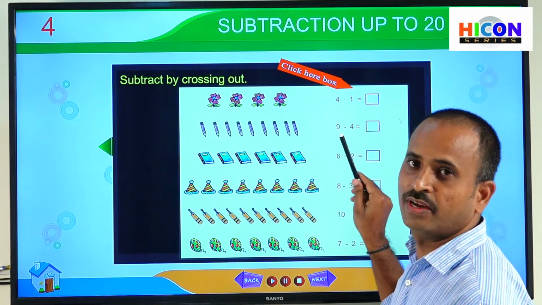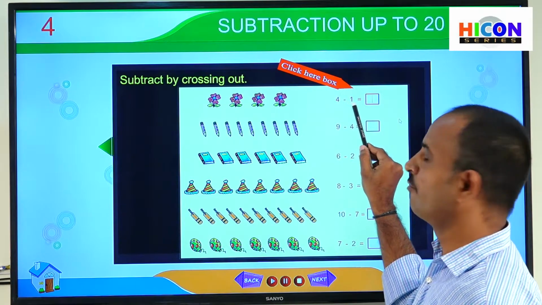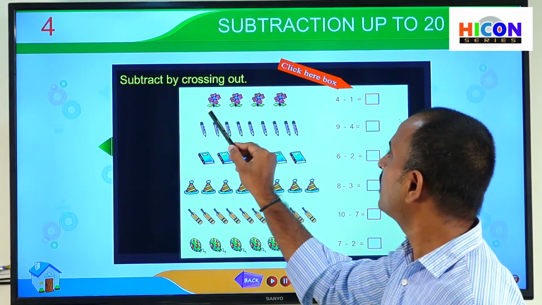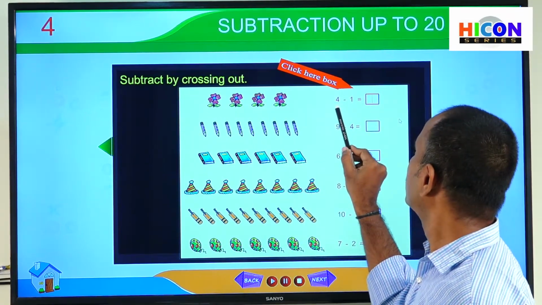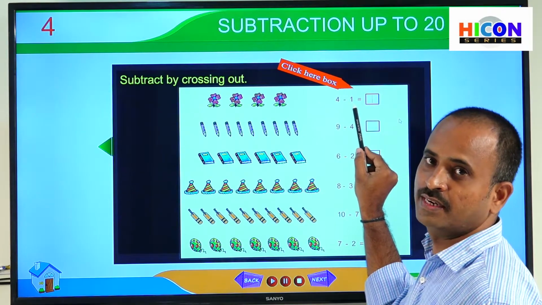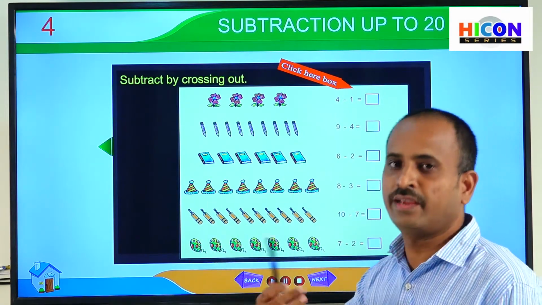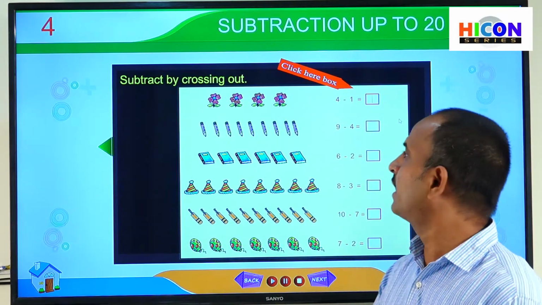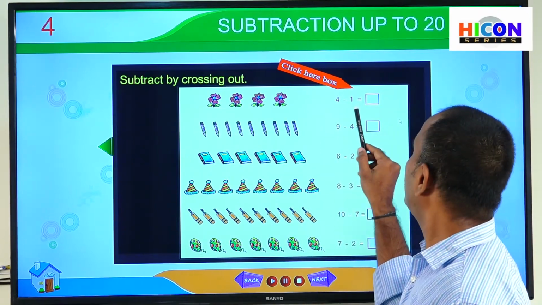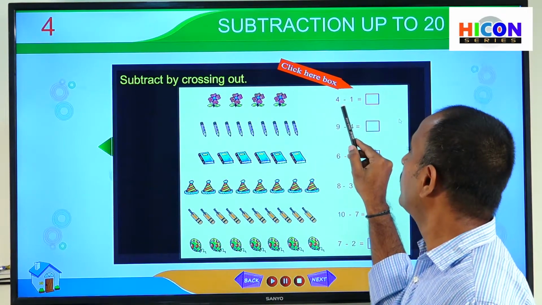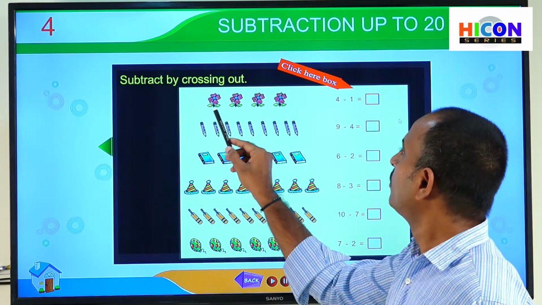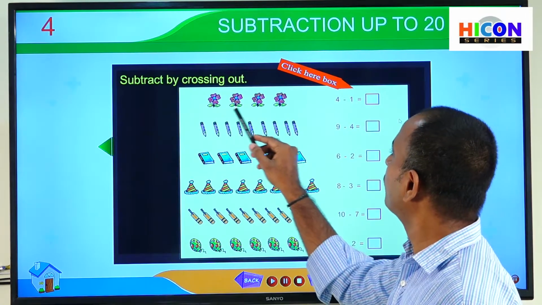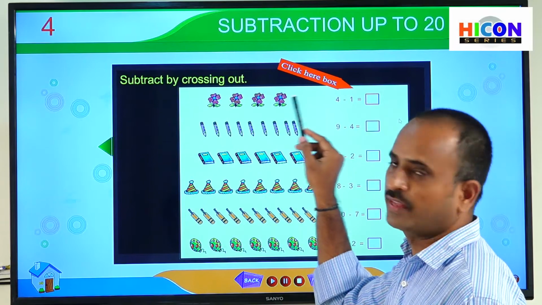So what is the subtraction we have to do? 4 minus 1. So 4 represents the total number of flowers. In the subtraction, the second number represents how many flowers we have to take away from these 4 flowers. What is the second number here? 1. That means we have to take away 1 flower from these 4 flowers.